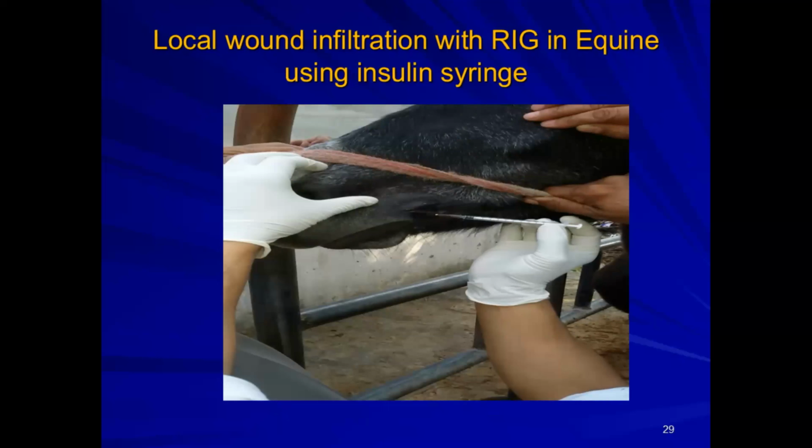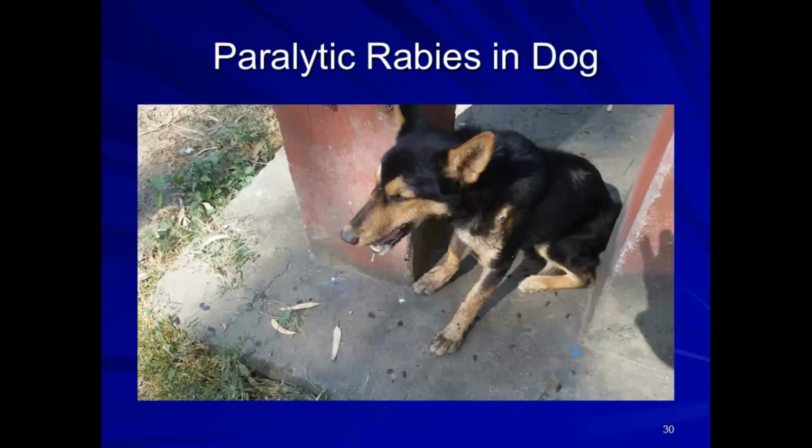This is a horse that was bitten by a paralytic rabid dog and was saved because of vaccination and local wound infiltration of immunoglobulins that was sought from a human dispensary. Again, how One Health can save the lives of animals. So the life of this horse was saved by immunoglobulin sourced from a primary health center. This is a paralytic rabid dog that has bitten this horse.